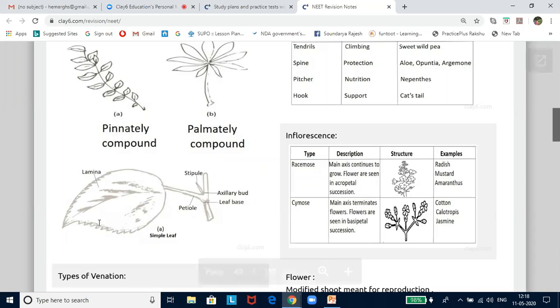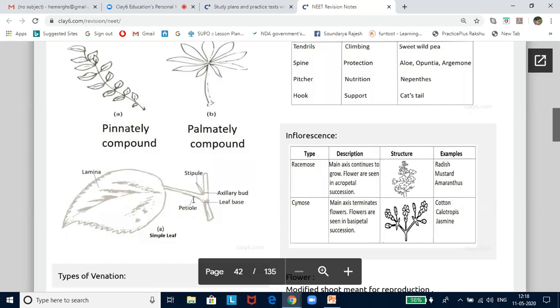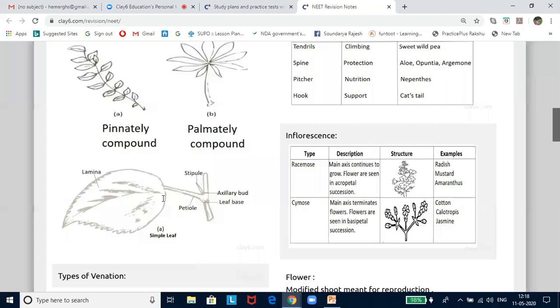The lamina, if you look at it, is the green expanded part of the leaf with veins and veinlets. Now if you look at this leaf, it has a prominent vein, and it is called the midrib. Veins provide rigidity to the leaf blade and act as channels of transport for water, minerals, and food materials. Now let us look into venation.